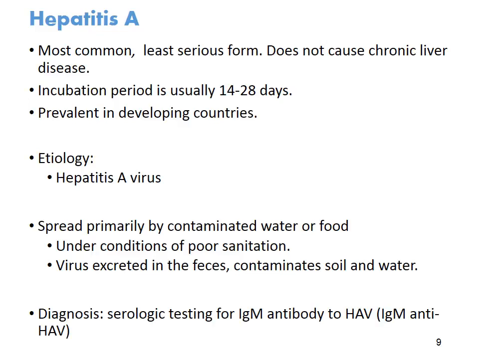To diagnose hepatitis A, the patient's blood serum is tested for IgM antibody to hepatitis A virus. So HAV stands for hepatitis A virus. This IgM anti-HAV is the first antibody produced by the body when it is exposed to hepatitis A. So this test is used to detect early or recent infections.